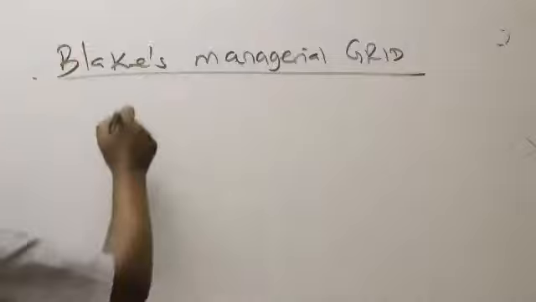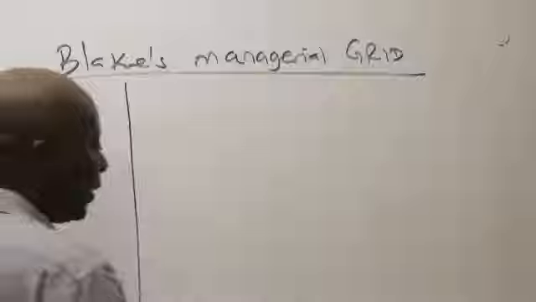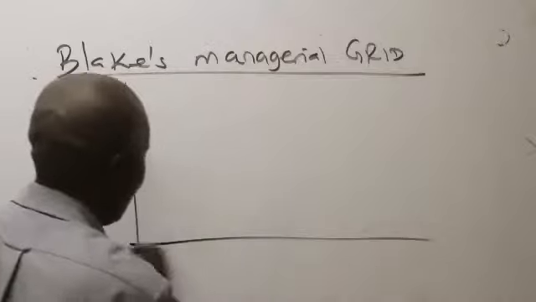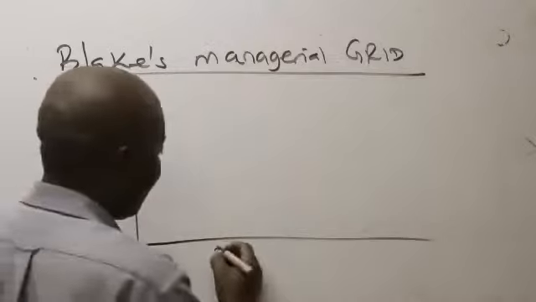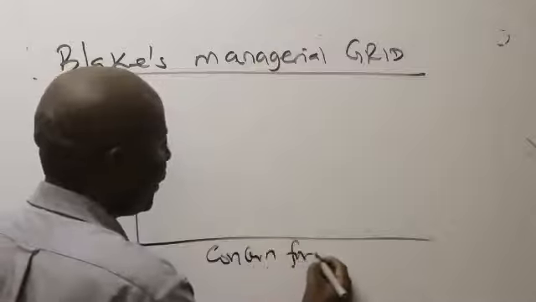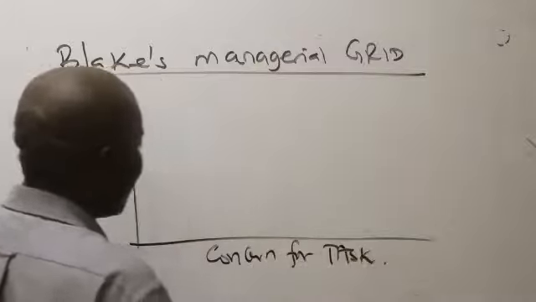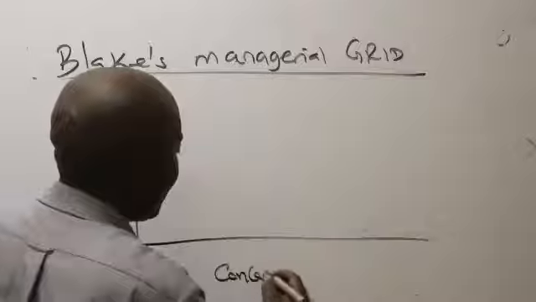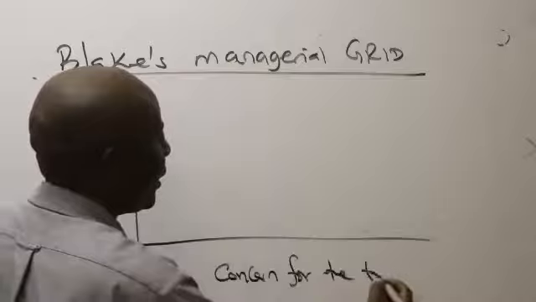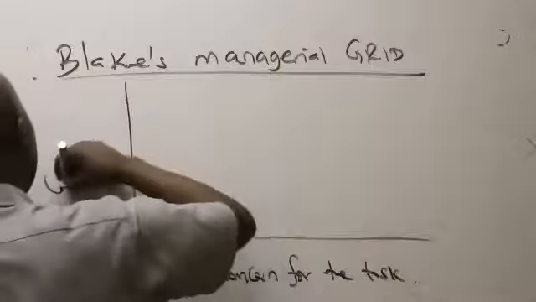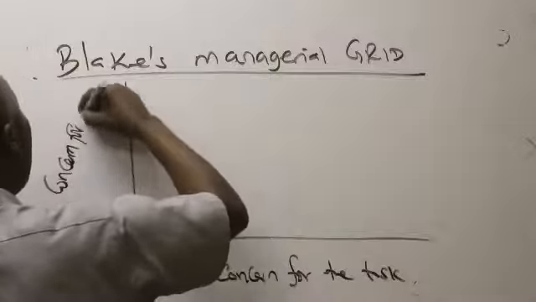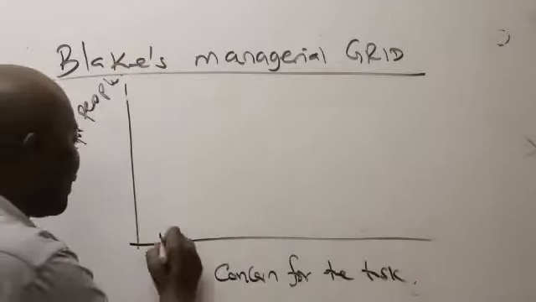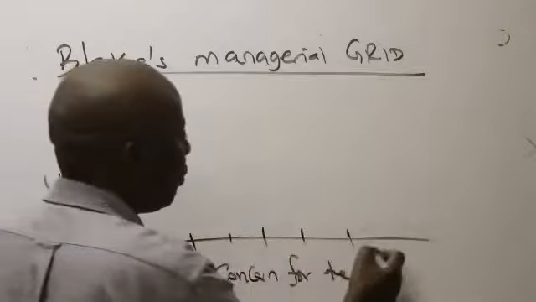So remember, you've got two axes. It's a grid, it's a graph. We have in this case concern for who? For the tasks. Concern for the task. Let me just write here. Concern for the task. And then we have here concern for people. If you wish, you can even put a proper graph, but you don't have to do this.